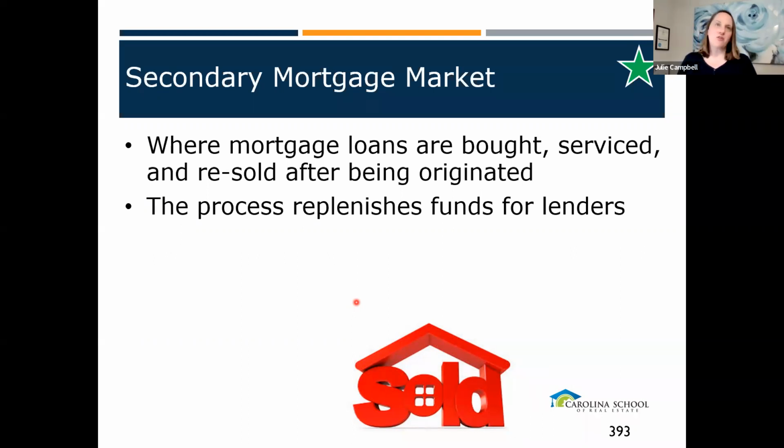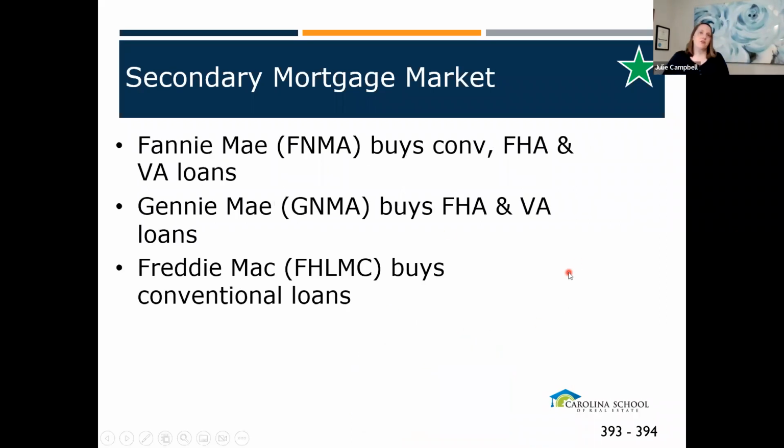So specifically, who are the players on the secondary mortgage market? Well, I'm willing to bet you've heard at least one of these. You guys ever heard about Fannie Mae? Fannie is the biggest player in the secondary mortgage market. She's the oldest, the one that's been around the longest. By the way, the FNMA, GNMA, that's all spelled out in your book, page 393 to 394. I don't think you need to know all that, but it is spelled out for you so you can reference it.